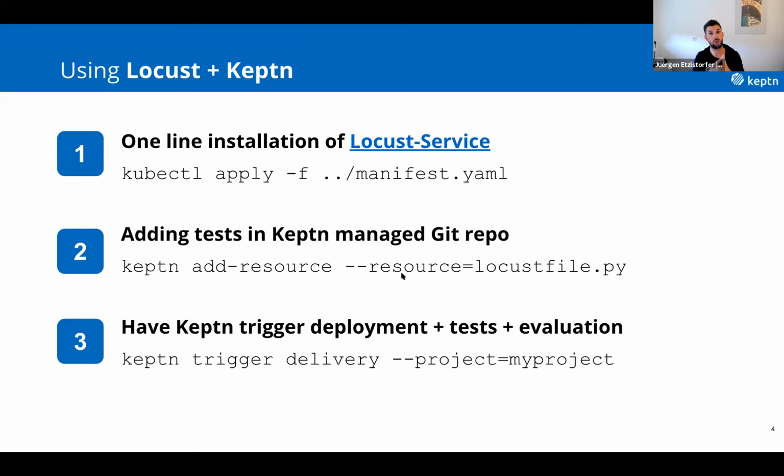So now you have the Locust integration, you have your Locust tests added, and you can then trigger a delivery workflow or a delivery sequence in Keptn. Keptn starts the delivery, starts the tests, does the evaluation, and can promote the artifact or roll it back. So with these three steps, you are all set and you can make use of Locust already.